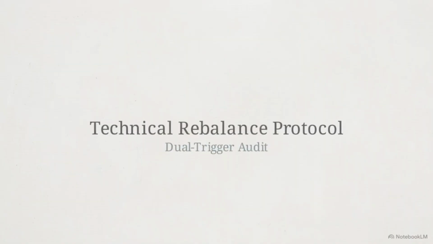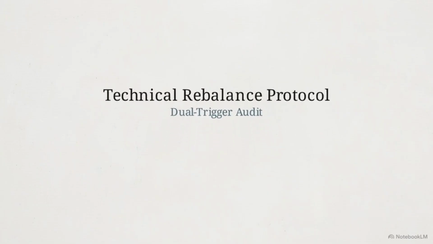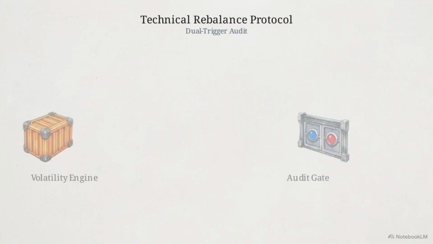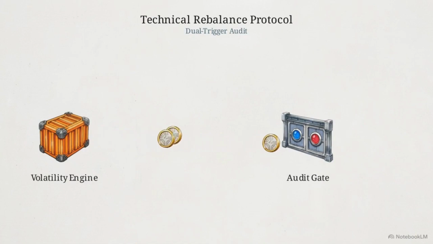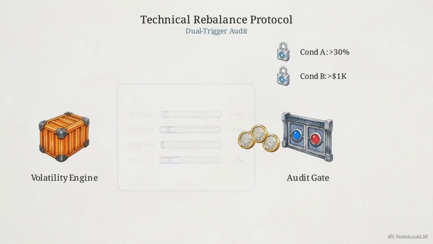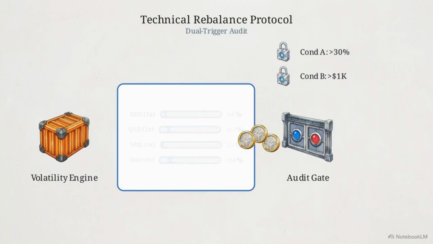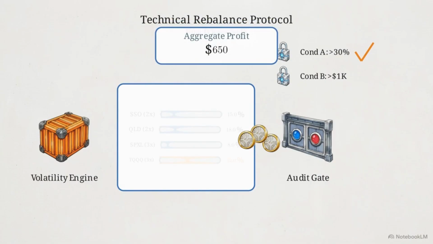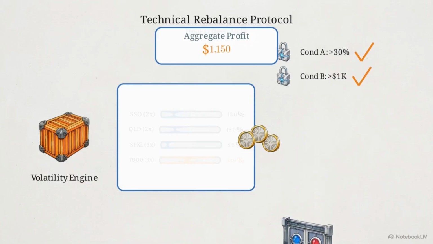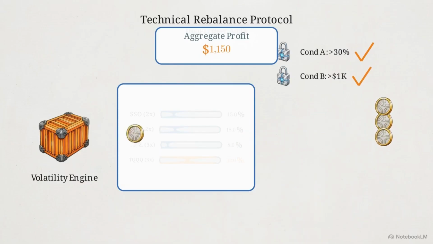This flowchart maps the solution: the Technical Rebalance Protocol. It is a strict, programmatic script that governs the Volatility Engine through a dual-trigger audit. Condition A, the breakout. The first logic gate opens if and only if any single asset in the Volatility Engine achieves a positive 30% unrealized gain relative to its specific cost basis. Condition B, the aggregate profit. The second logic gate requires the absolute combined profit of all 4 assets in the engine to simultaneously exceed $1,000.